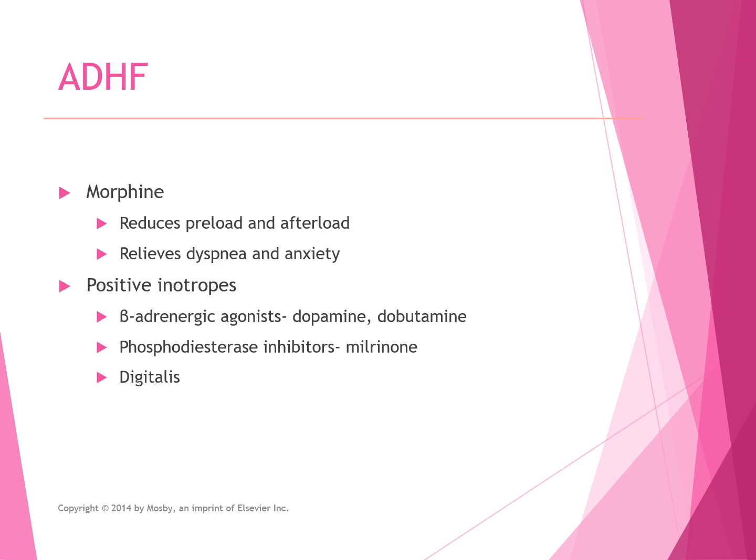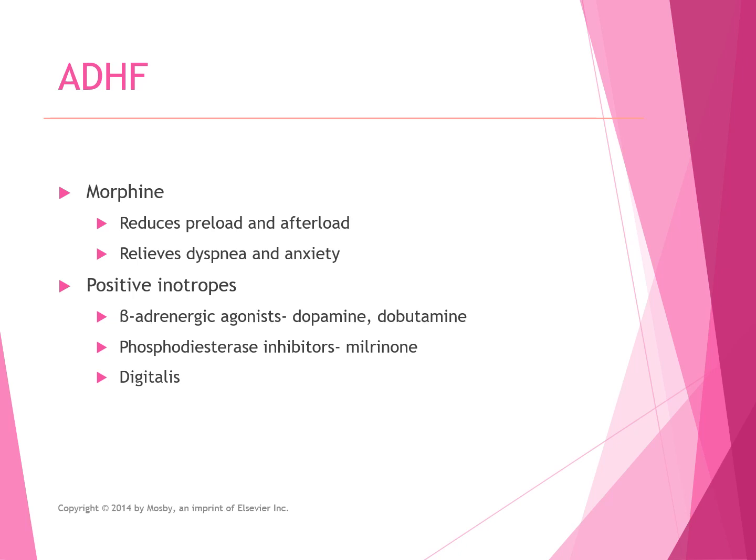Then we have morphine. So morphine reduces our preload and our afterload. It's a mild pulmonary arterial system dilator, and it also mildly dilates our systemic circulation as well. It relieves dyspnea and anxiety, but we really want to make sure that we give morphine in small doses because these patients already can't breathe. So we don't want to depress their respiratory drive that they have. So small doses of morphine.